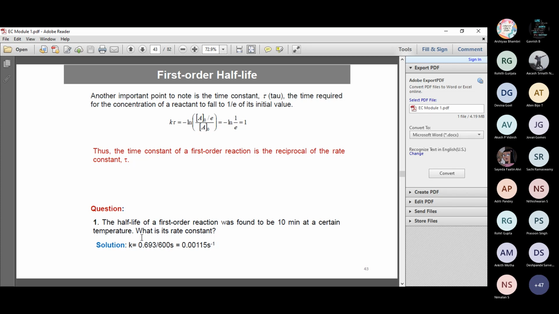I repeat, the half-life of a first order reaction was found to be 10 minutes at a certain temperature. What is its rate constant? First question. Ma'am, we know that T half is equal to 0.693 upon K. So K will be equal to 0.693 upon T half.